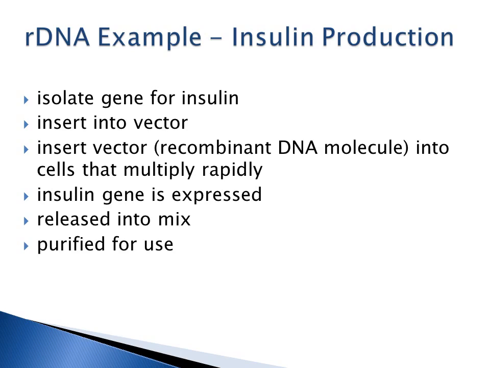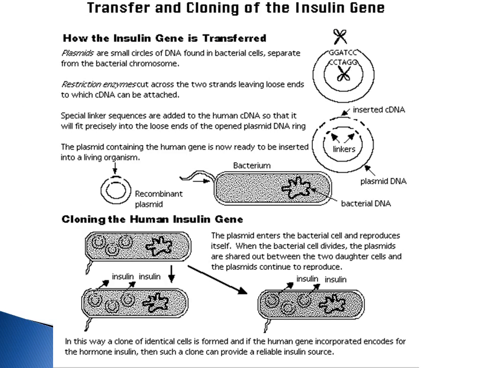So when you take that insulin gene and put it into E. coli, that insulin gene is going to be expressed and actually make insulin. Insulin is going to be made and released, and you could then purify the insulin from the bacteria and use the purified insulin. So here is a schematic of how you would transfer and clone that insulin gene, and it's following the method that we've been discussing.